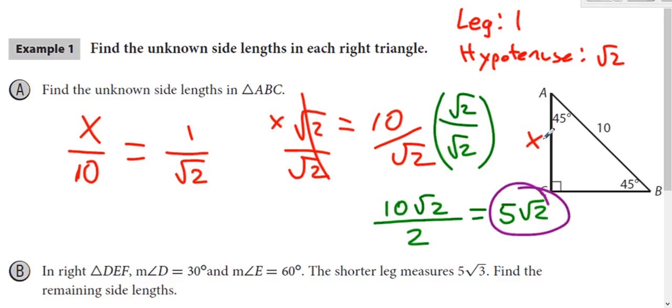So we just solved for this side. We got 5 square root of 2. And you need to remember that the two sides are always the same. So it doesn't matter which side you take. They're both the same thing. 5 square root of 2, 5 square root of 2.